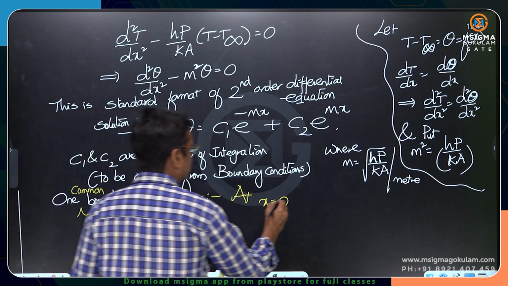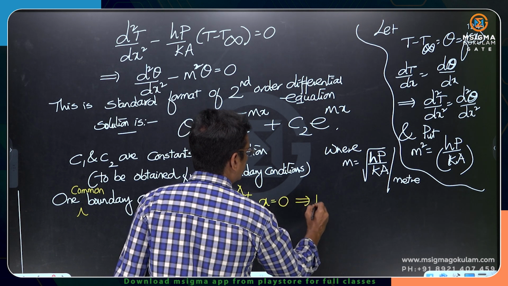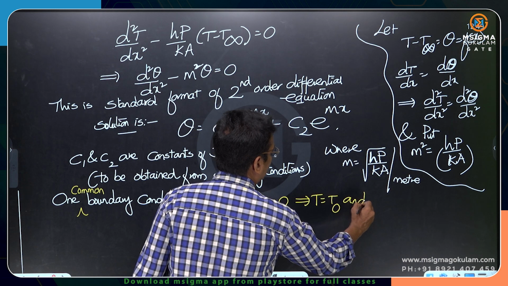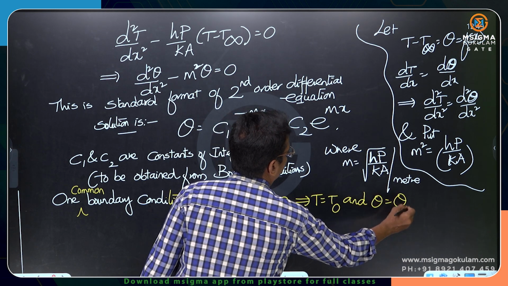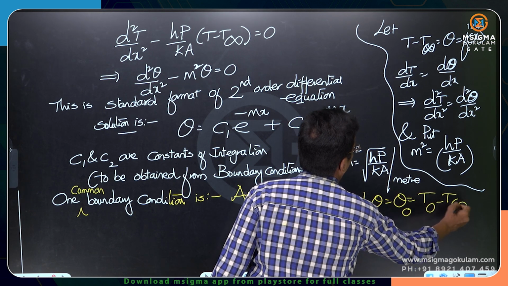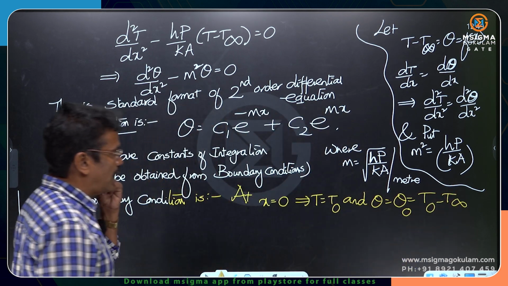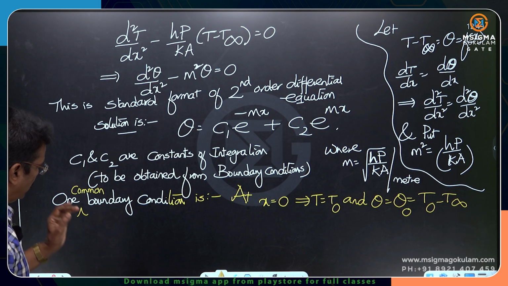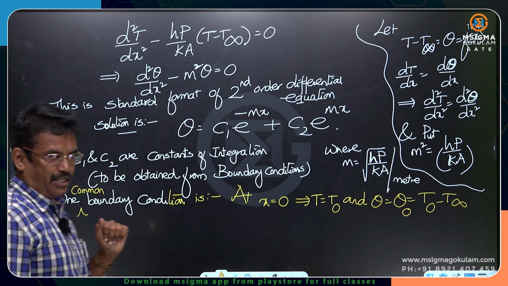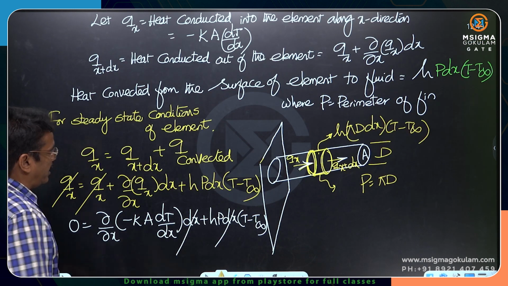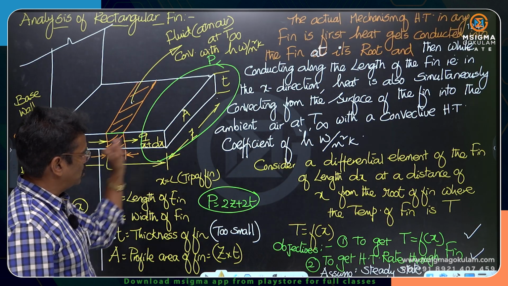At x is equal to 0 implies T is equal to T0, and in that case theta will be theta naught, given by T0 minus T infinity. T infinity is the ambient fluid temperature. Standard notations we have to remember. We require two boundary conditions. The second boundary condition means the boundary condition at this location, here at x is equal to L.